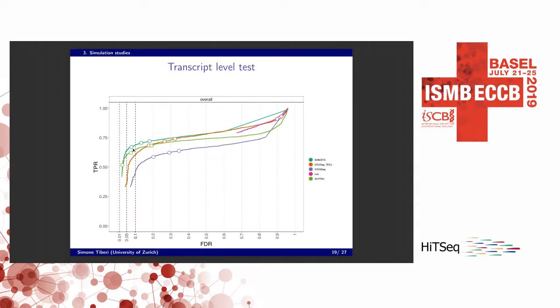And a similar story if you look at the transcript level test. You know that there are fewer curves here because not all methods perform both gene and transcript level testing.